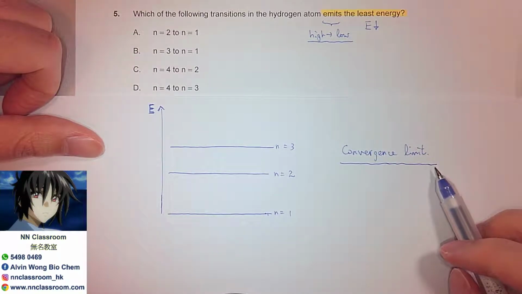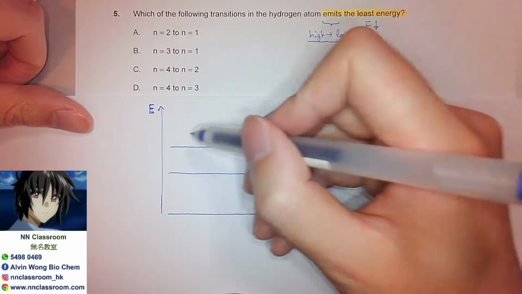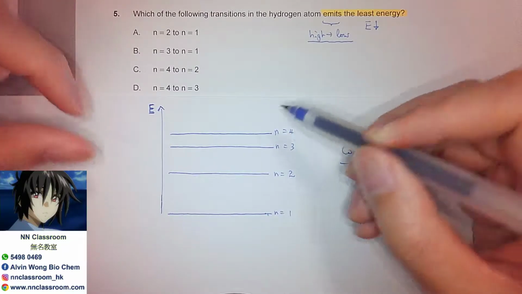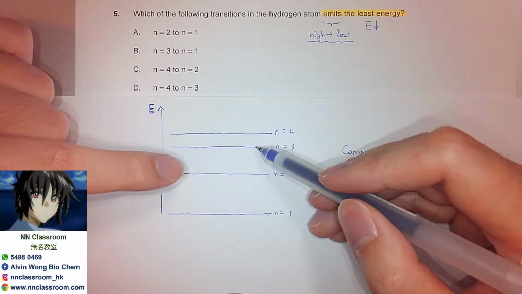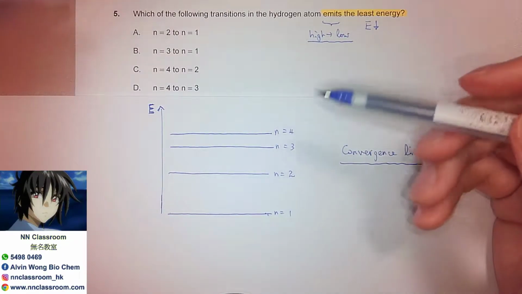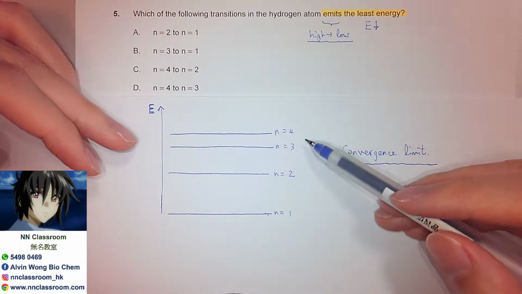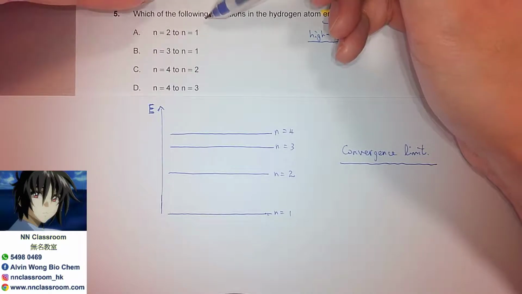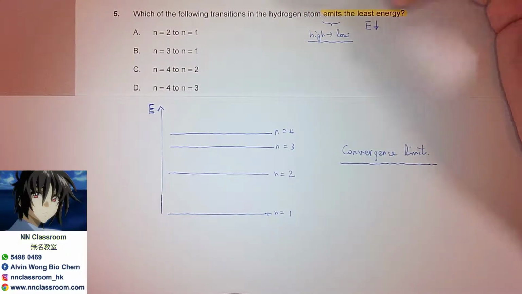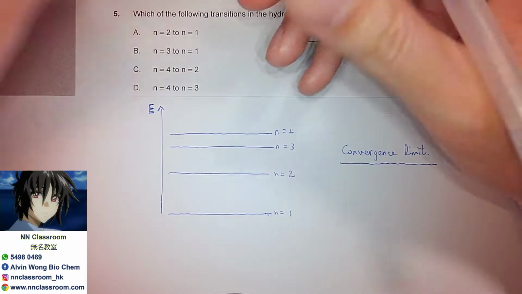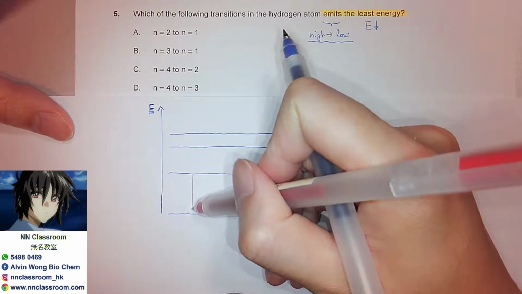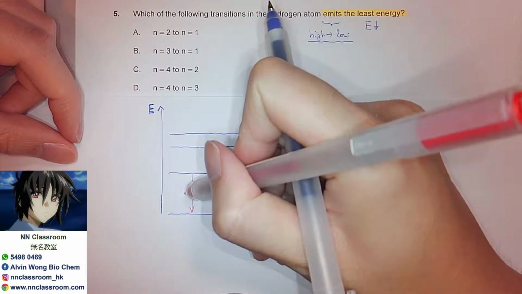So this is the key idea being tested this time. When you go to n equals 4, that is even smaller in terms of the magnitude of the increment. When I sketch up to n equals 4, that should be enough because the question only focuses within n equals 1 to n equals 4. So for A, the electron moves from n equals 2 to 1, so this is the gap we are looking for. This is choice A.